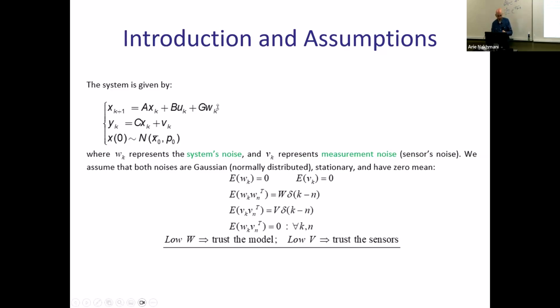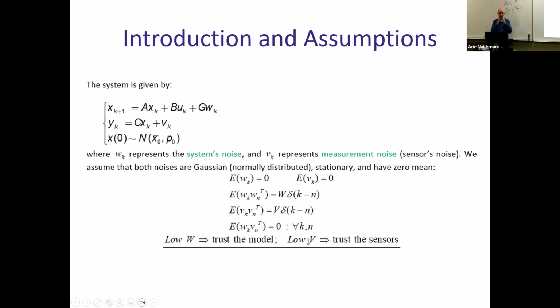But if the standard deviation here is very high, very broad, then it means you don't really know the matrices A and B. They're not very precise. They could be all kinds of things, right? So your model is not really reliable. So you shouldn't trust the model. You should trust the measurement more. Same thing with V, but the other way around.